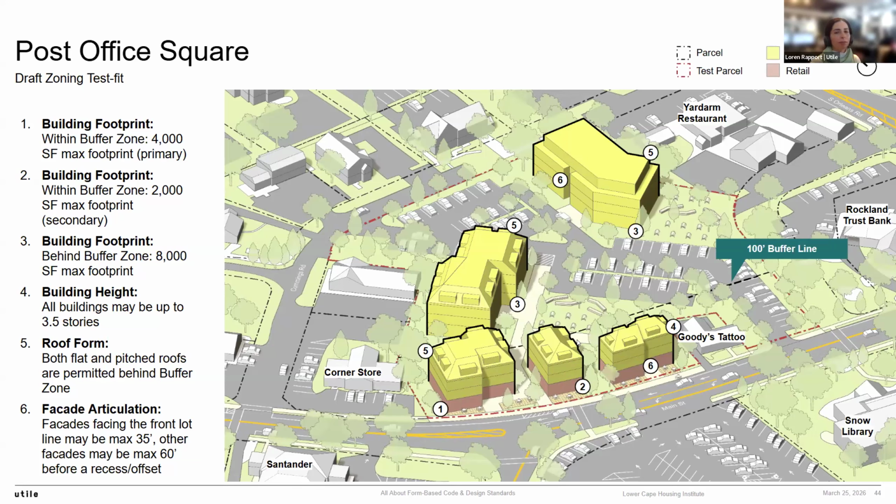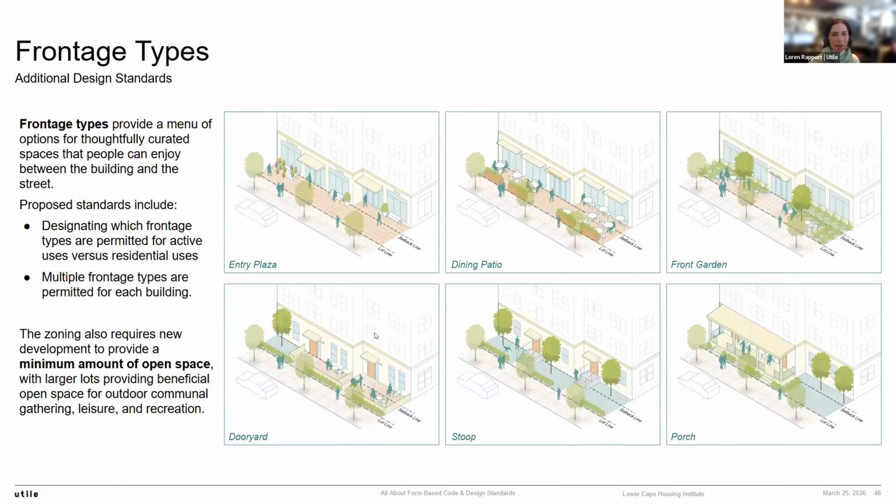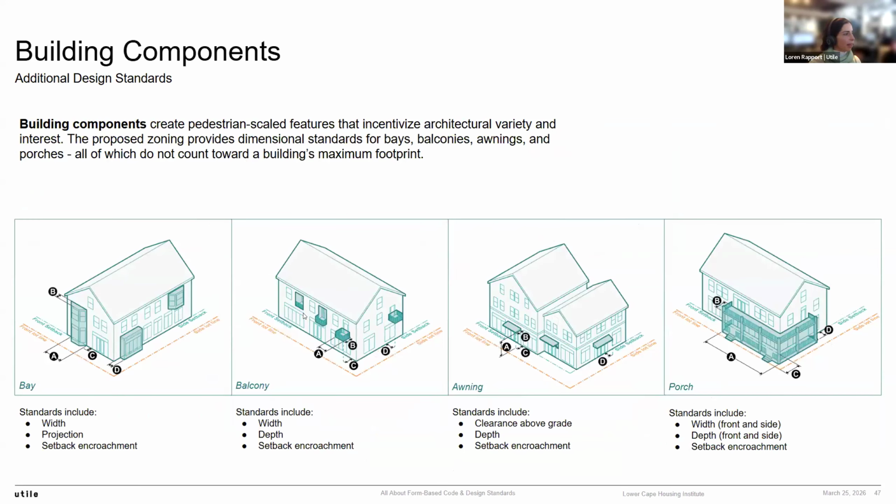And we've also done some additional thinking around how to incentivize attainable and workforce housing. There are additional standards, and I know we're almost at time, so I'll just rush through them. The zoning supports active ground floor uses with standards around their maximum facade length and depth for those uses. We also have frontage types that are built into the zoning. This is really to encourage more intentional design thinking around how buildings engage the space around them and the front lot line. And we have a variety of different building components that we've developed standards for.